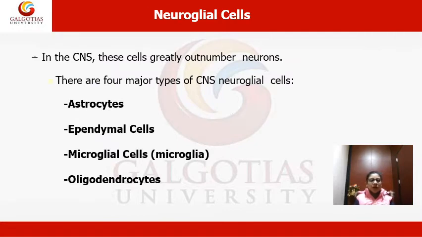So there are four types of neuroglial cells. In the CNS, or central nervous system, these cells greatly outnumber neurons. So there are four different types of cells, which occupy different functions, and each and every one performs differently. The first one is astrocyte, the second one is ependymal cell, the third one is microglial cells, that is known as microglia, and the fourth one is oligodendrocytes.